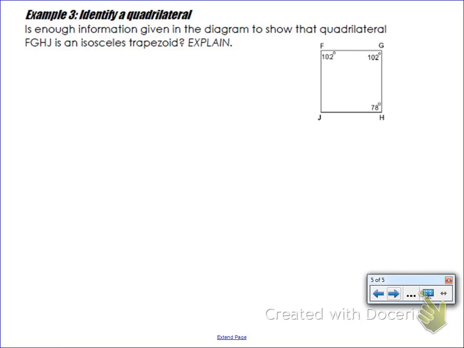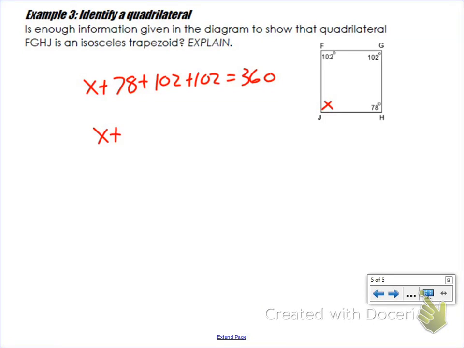So we know that all 4 angles add up to 360. So if I call this X, I'll say X plus 78 plus 102 plus 102 equals 360. So X plus, add this up and I'll get 282, equals 360. Subtract 282 from both sides. And X is going to equal 78.